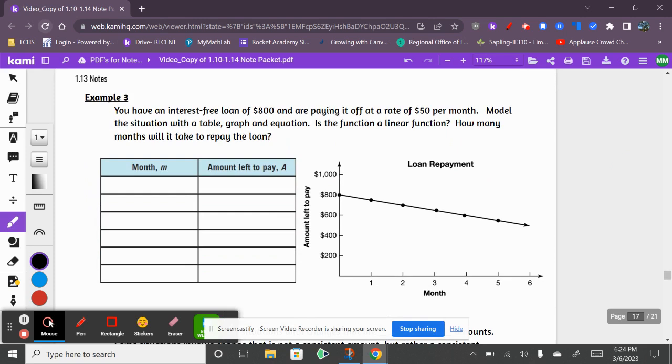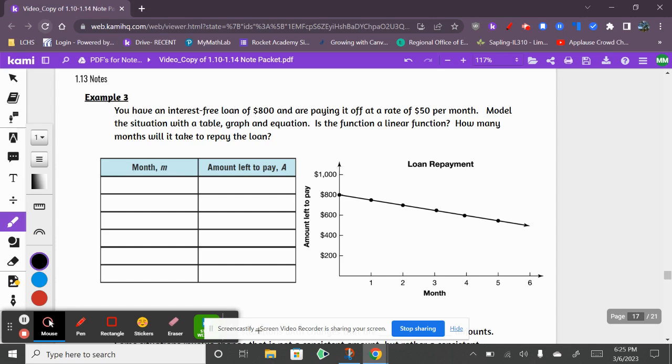Example 3, you have an interest-free loan of $800 and are paying it off at a rate of $50 per month. Model the situation with a table, graph, and equation. Is the function a linear function? How many months will it take to repay the loan?